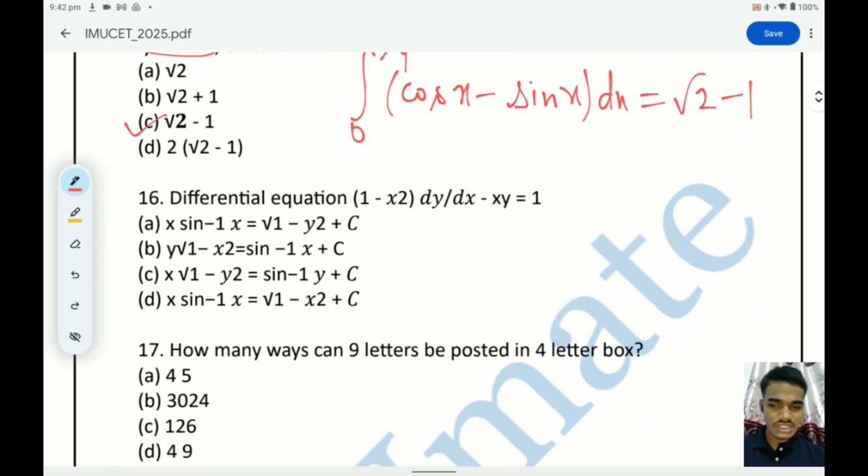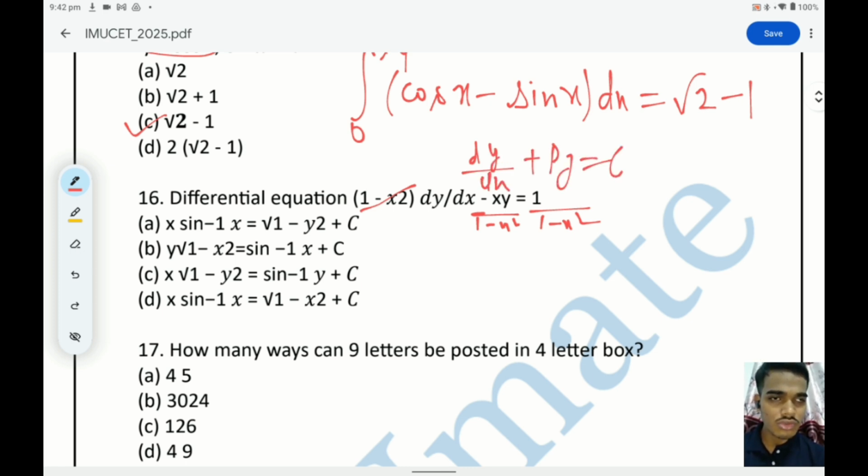Okay, let's go for the question number 16. This is a differential equation, and if you observe this pattern you will get the actual pattern, that is dy by dx minus x by 1 minus x squared y is equal to 1 minus x squared. Okay, here this is the pattern of dy by dx plus py is equal to q. In this pattern we will find the integrating factor. Integrating factor is e to the power integration of p dx. If we solve it we will get square root of 1 minus x square.